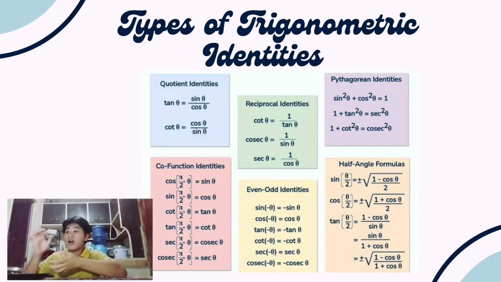Now for the even-odd identity, it describes the symmetry of trigonometric functions. So for the even functions, we have cosine of negative theta is equal to cosine theta, and secant of negative theta is equal to secant theta. And for the odd functions, sine of negative theta is equal to negative sine theta, then tan of negative theta is equal to negative tan theta. It's more like if the given is positive, then the answer is also positive. If the given is negative, the answer is also negative.